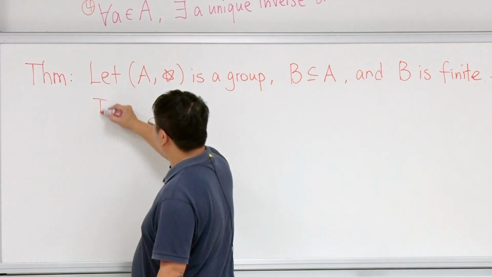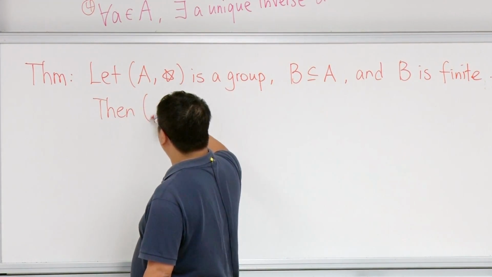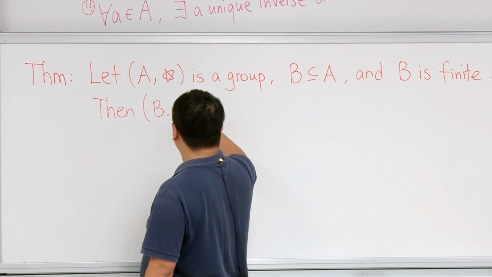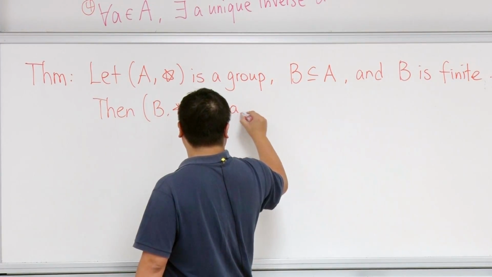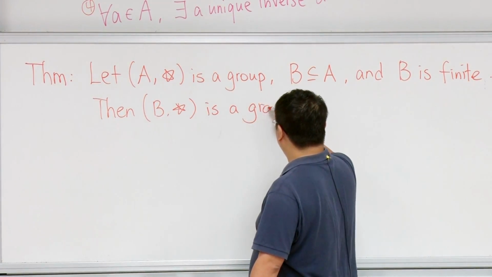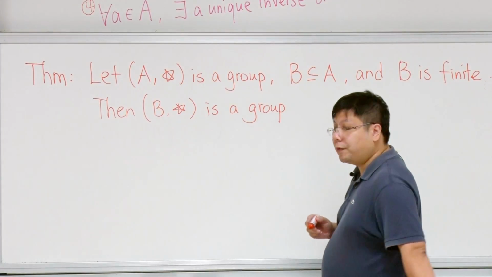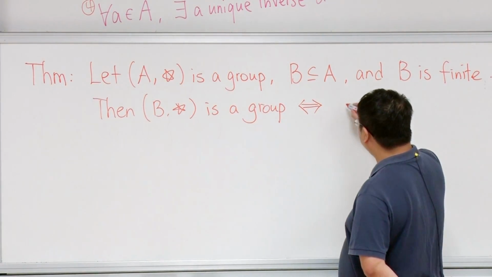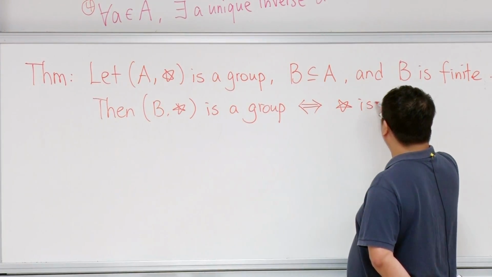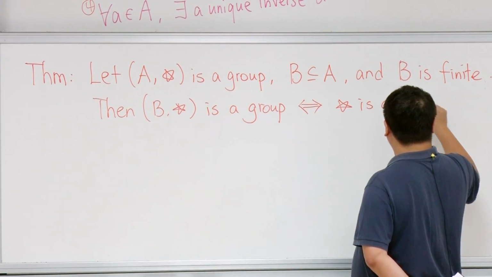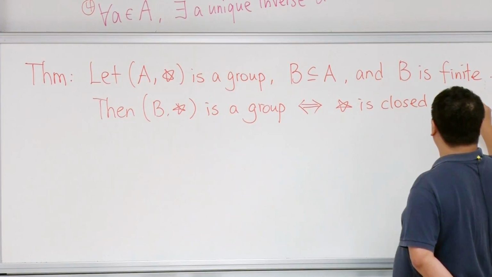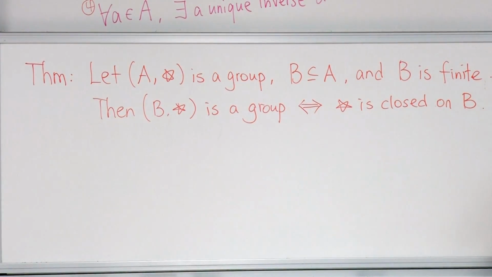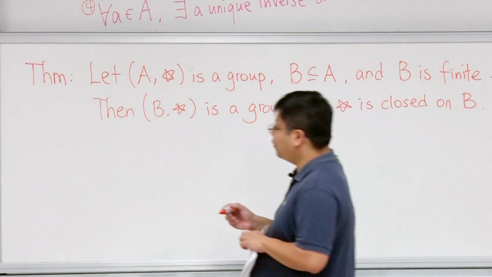Then (B, star) is also a group if and only if star is closed on B. Is that okay? So we just need to check whether star is closed on B. That's it. We don't need to check the other 4 cases.